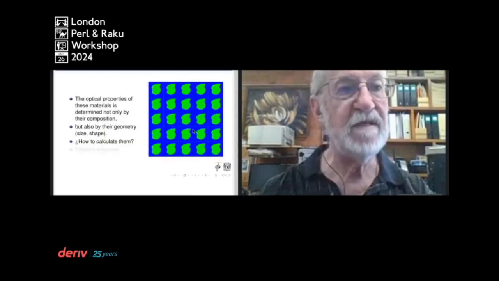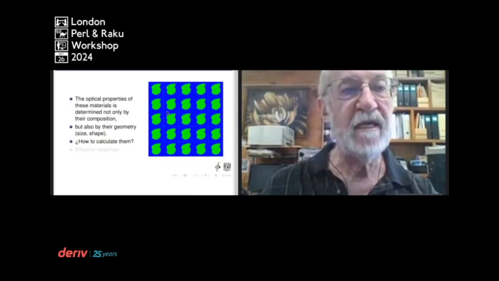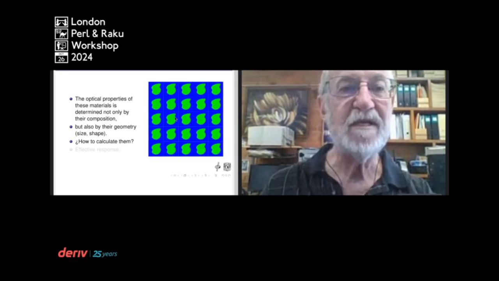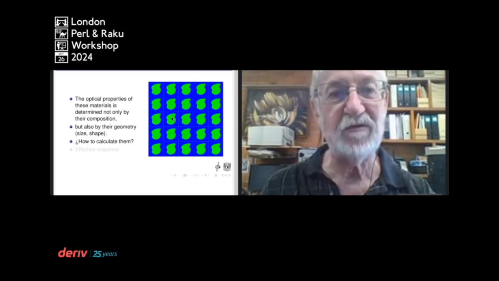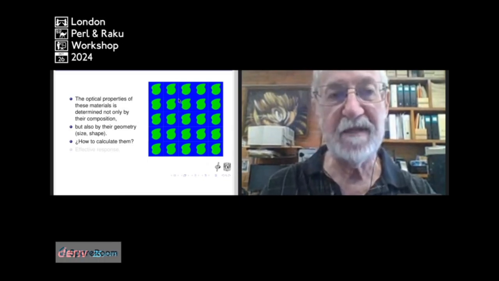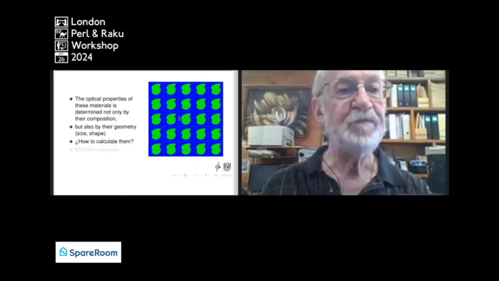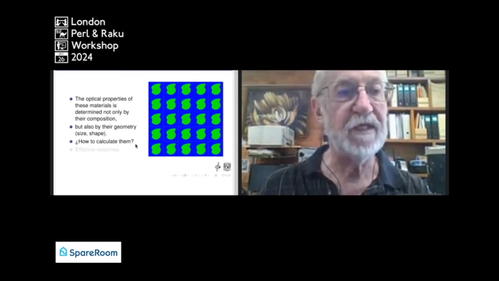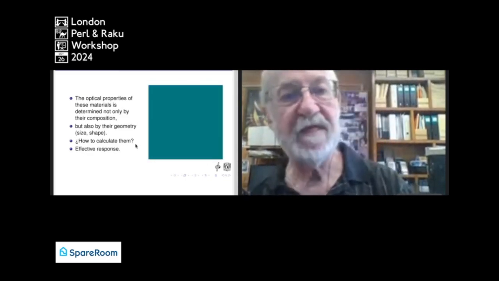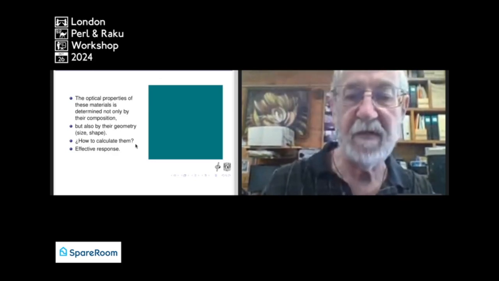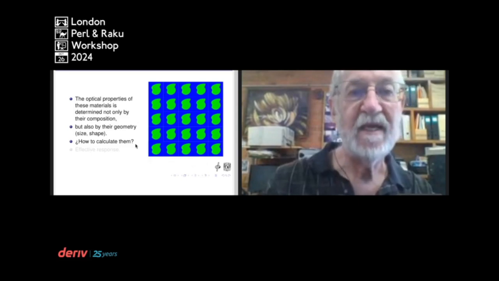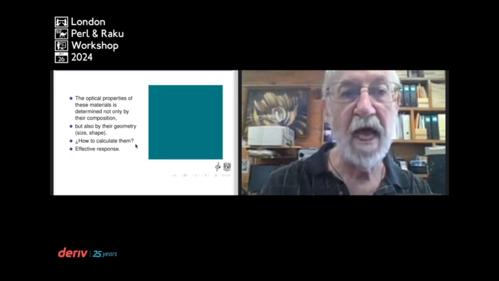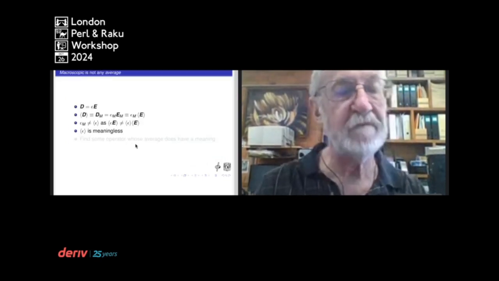novel kinds of waveguides. So in all of these systems, the problem is that they have optical properties that depend on the composition of the materials. For instance, what is the material that makes this green particle, and what is the material that makes this blue matrix. But they also depend on the geometry, and the problem is how to calculate the properties of these systems. And what we have developed is a method to calculate the effective response of the system so that we can change this system that has a microscopic texture into a homogeneous system but with an effective response.